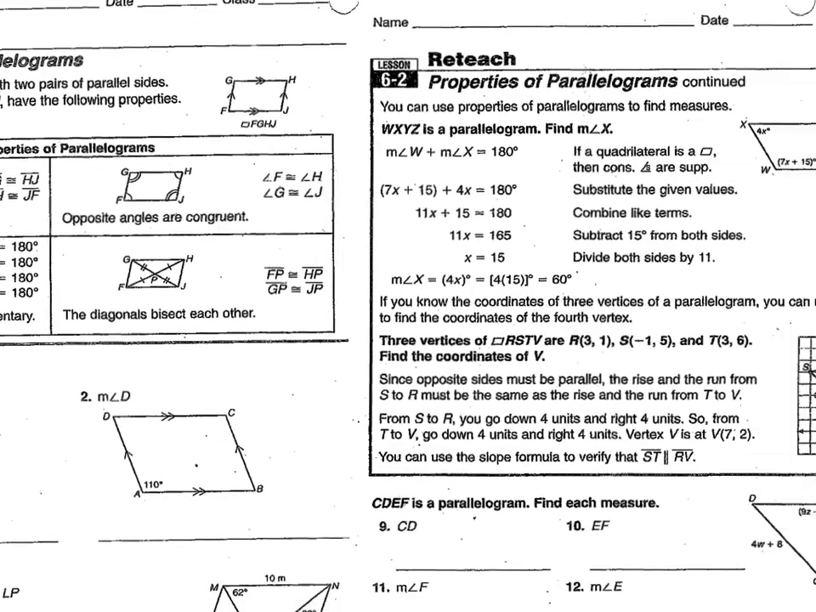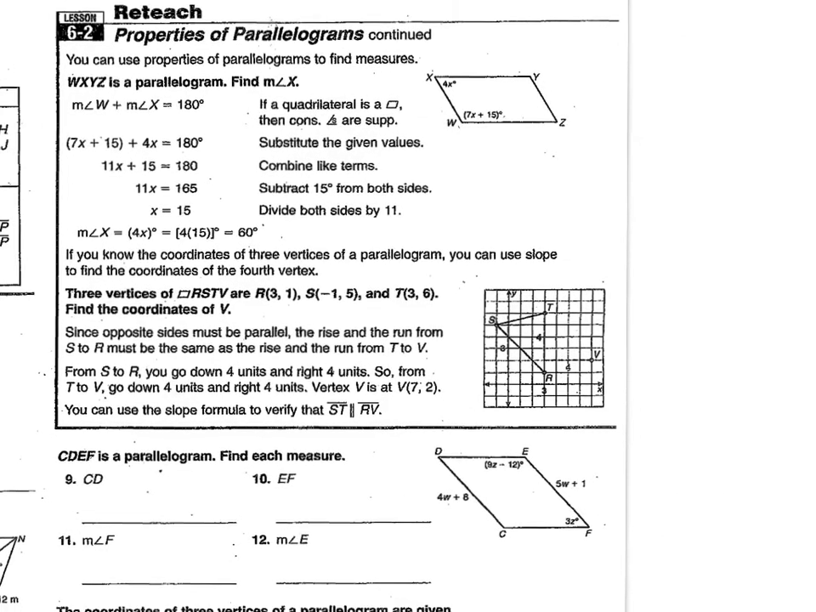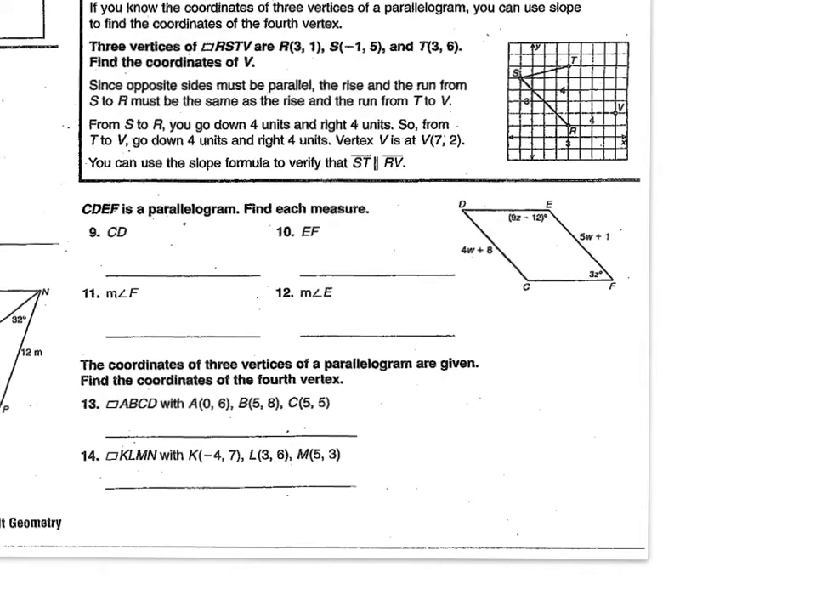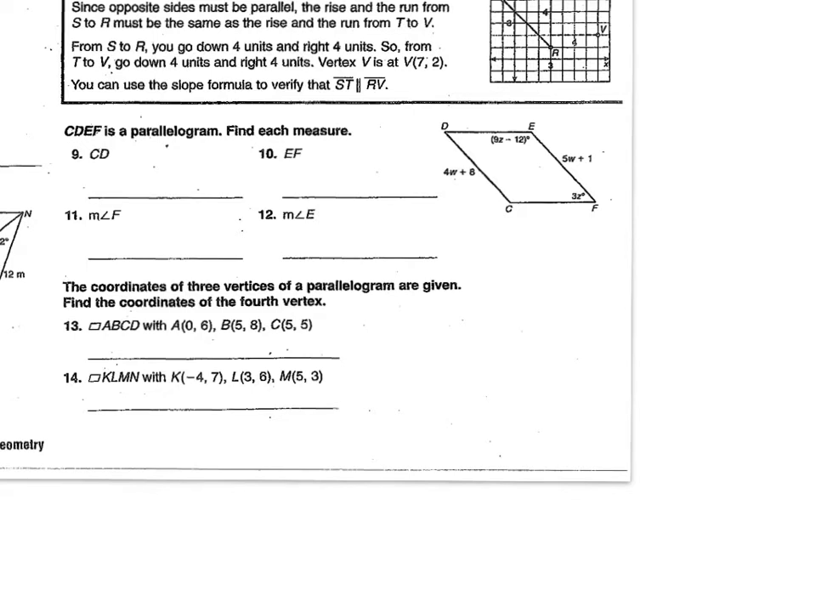Okay, on the second page, we have to apply the properties and then find measurements of angles. Example number 9 says CDEF is a parallelogram, so we can apply the 4 properties. They want me to find the measurement of CD. CD is the opposite side to EF, so therefore, those 2 sides are congruent.